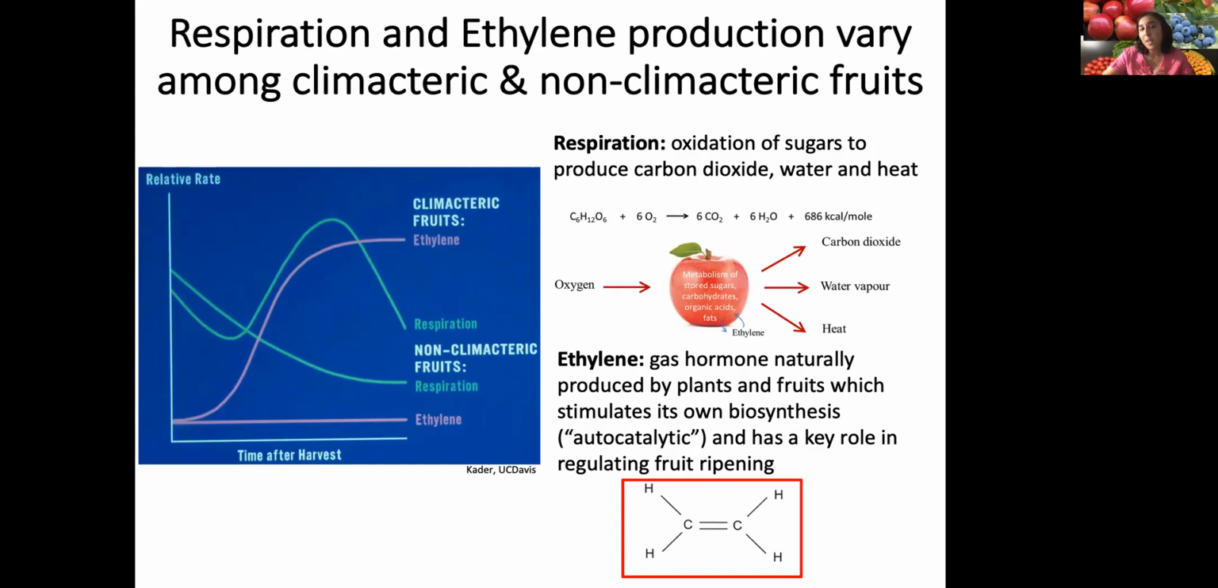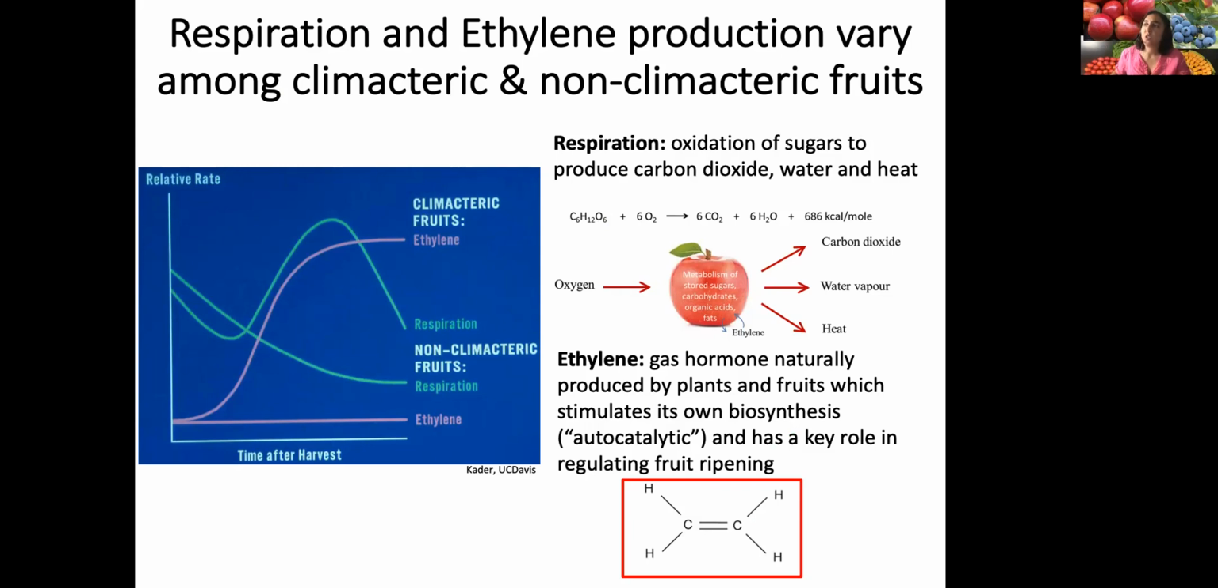And the second aspect is ethylene. Ethylene is this key hormone that is related with ripening, and it's a gas. So it's very important. It's a gas hormone. It's naturally produced by plants, and it stimulates its own biosynthesis. So when fruits or plants start producing ethylene, they are capable, especially fruits, of producing more and more. Okay, and when we have higher levels of ethylene, we have an acceleration of the ripening process of fruits. Okay, so let's go back to how this influences fruits being climacteric or non-climacteric?